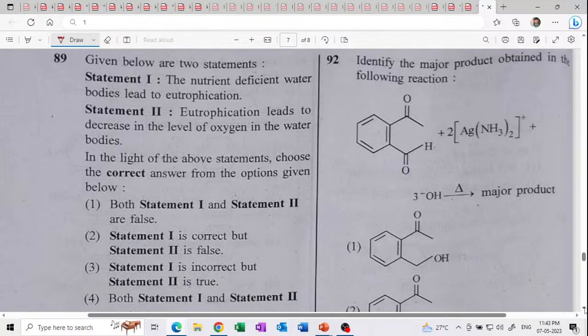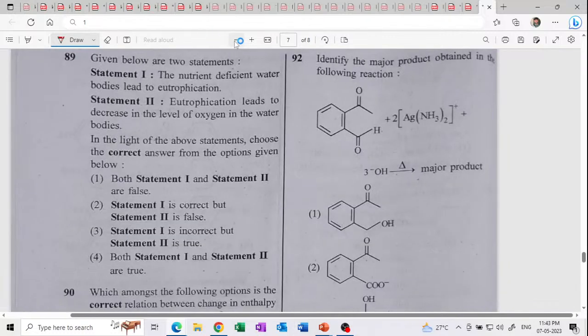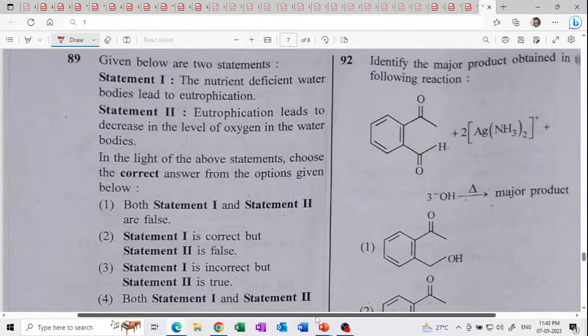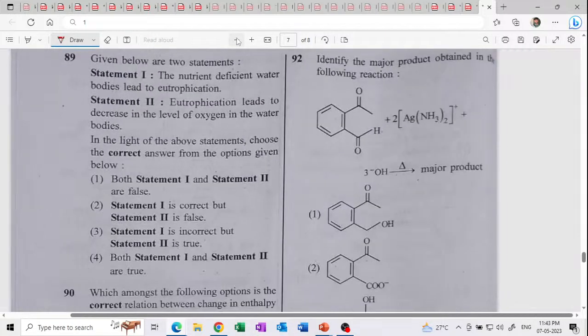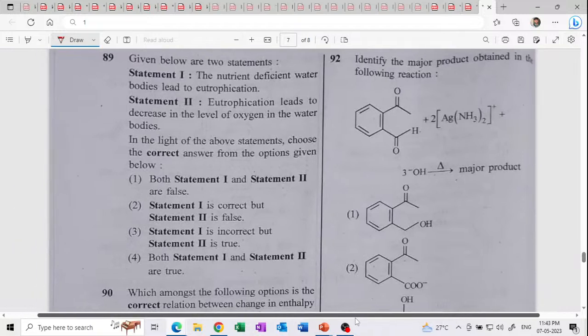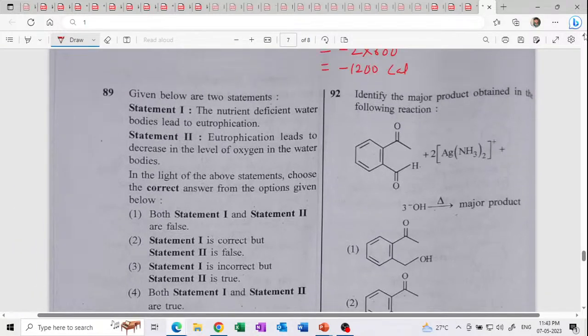Given below are the two statements: the nutrient deficient water. Okay, question understood by everyone? Very easy question. This is the question from the environmental chemistry. The nutrient deficient water leads to the body's eutrophication. Not deficient, this is the rich. So statement 1 here is wrong.